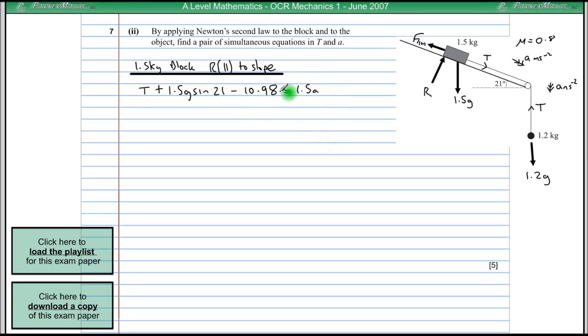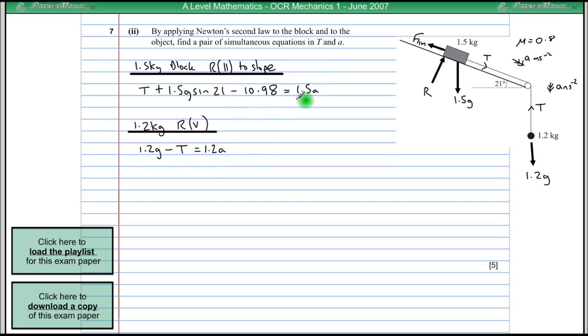So this is going to be our first of the simultaneous equations. It's got T and A in it. Everything else is just a number. Let's have a look at the other mass. So we've got the 1.2 kilogram mass. We've already done the block, and we're going to resolve vertically. Remember, we'll take acceleration as the positive direction. We have got 1.2g going in the positive direction, minus T because that's in the opposite direction, and that will equal mass times acceleration, so 1.2A.